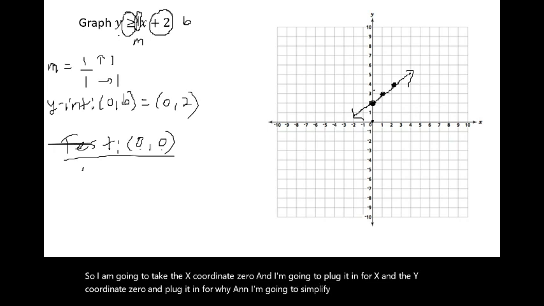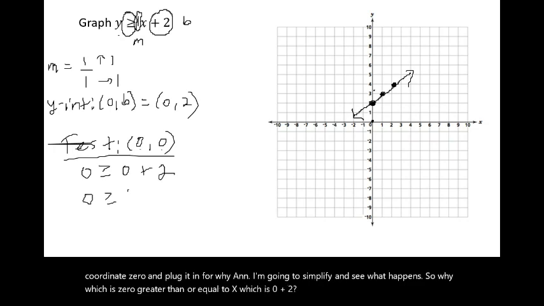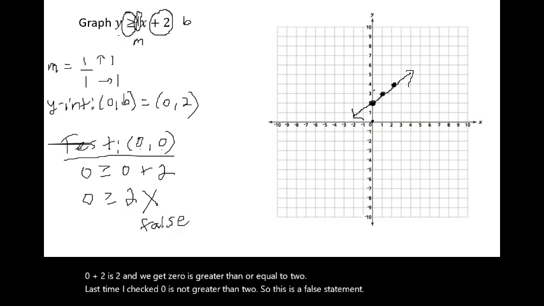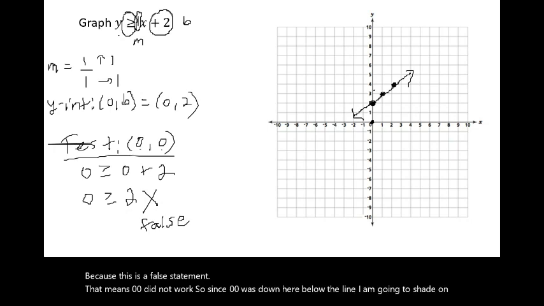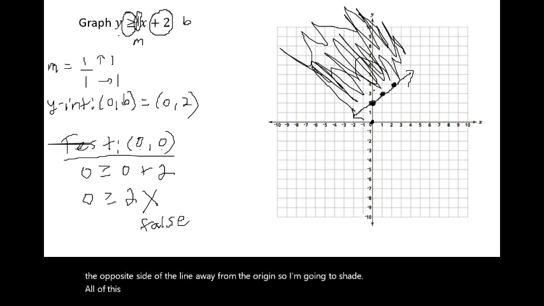So y, which is 0, greater than or equal to x, which is 0 plus 2. 0 plus 2 is 2, and we get 0 is greater than or equal to 2. Last time I checked, 0 is not greater than 2, so this is a false statement. Because this is a false statement, that means 0, 0 did not work. So since 0, 0 was down here below the line, I am going to shade on the opposite side of the line away from the origin. So I'm going to shade all of this above the line.